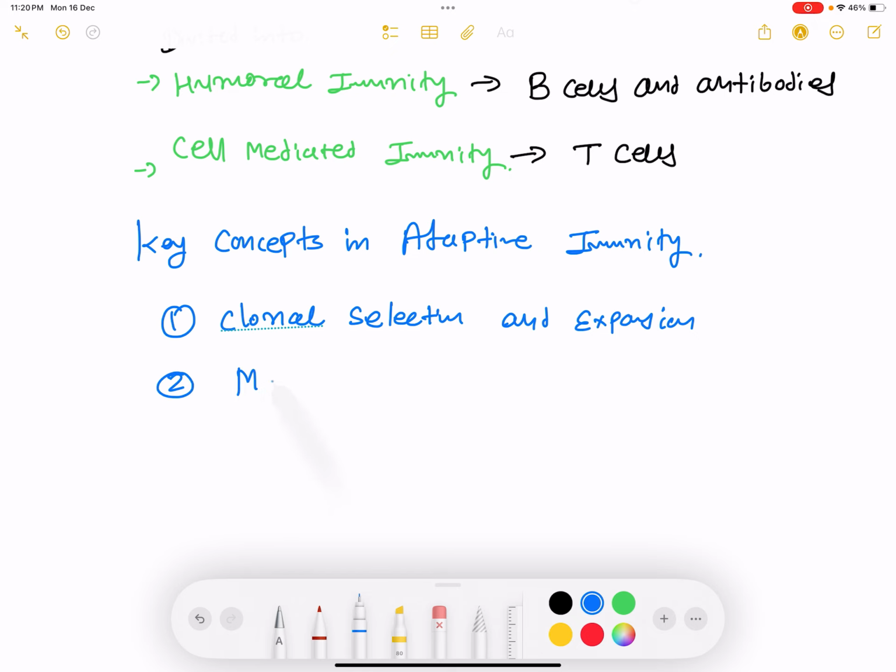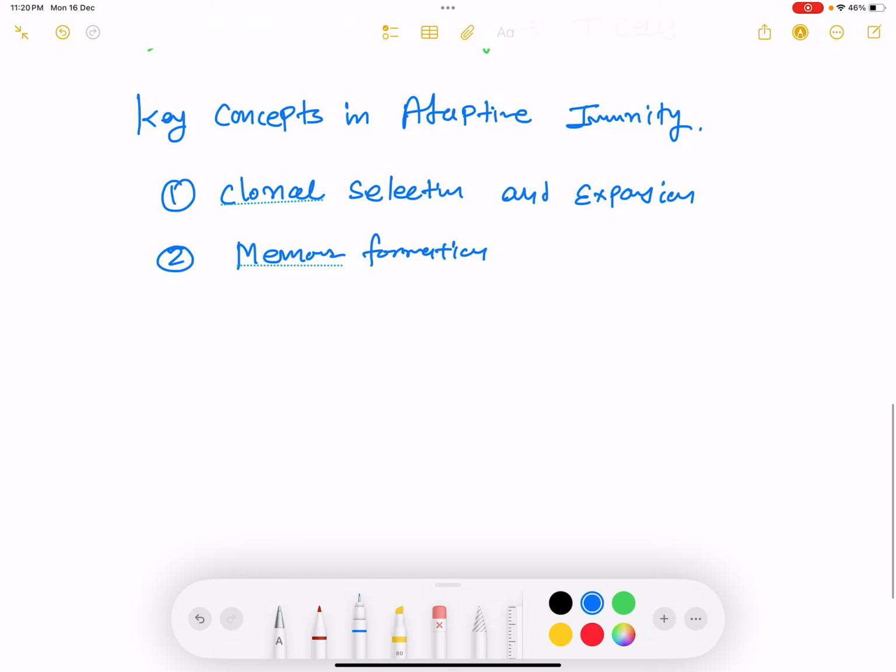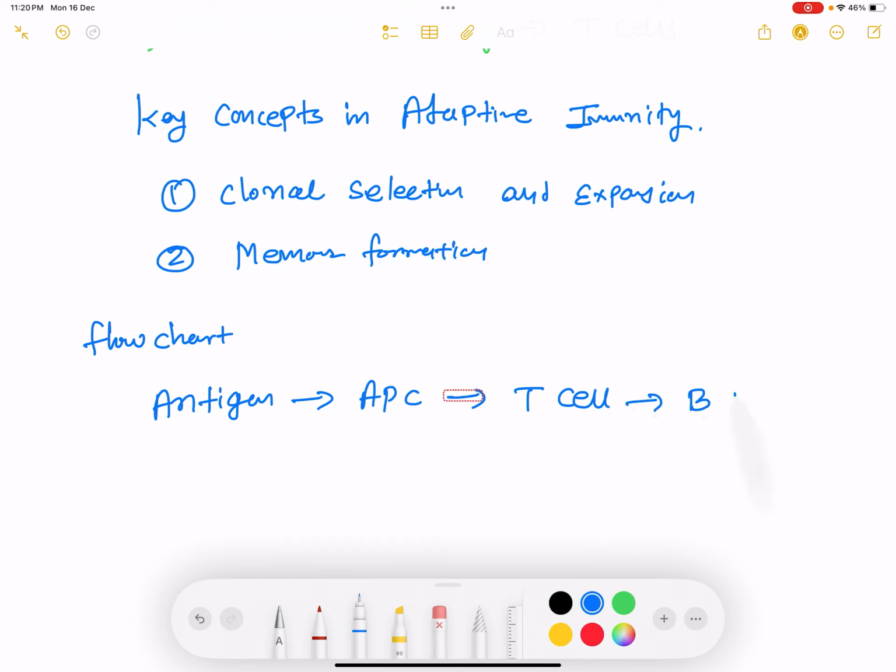Second is memory formation. Upon subsequent infections, memory cells provide a faster and more effective response, which is the principle behind vaccinations. There is a flow chart that you can read from the book for the immune response to a pathogen: first antigen, APC, T cell, B cell, and last antibody production.